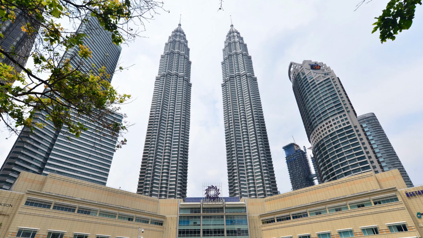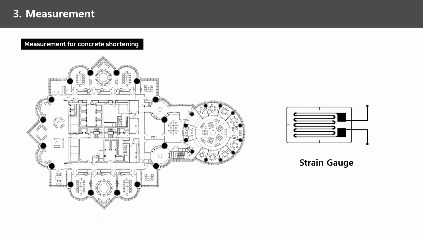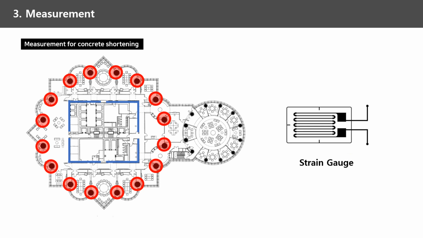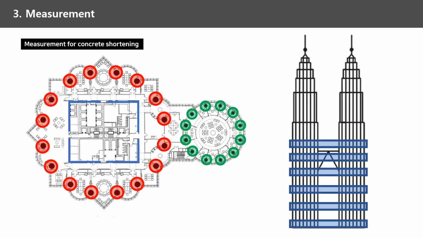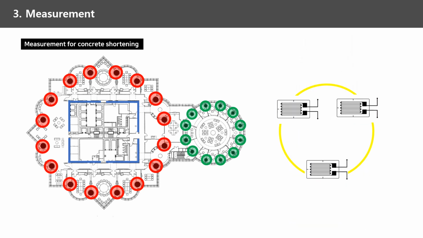Next, we'll look into the construction method and measurement used in Petronas Tower. In the construction process of Petronas Tower, they used strain gauges to measure the concrete shortening. They used each 6-4 core wall, 3-4 main tower column, and 2-4 basalt tower, a total of 119 strain gauges. These strain gauges are located on 6 respective floors, and for the main tower column, they were located in a triangular shape.